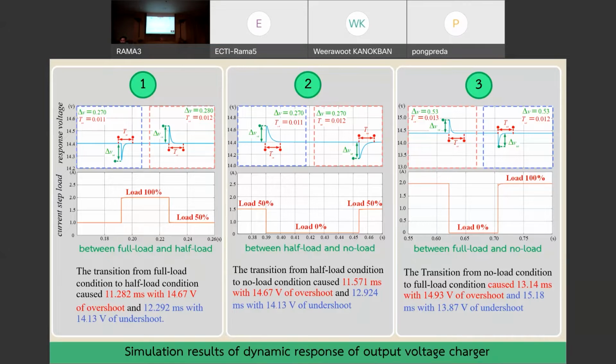The transition from no load condition to full load condition costs 3.14 millisecond with 14.93 volt of overshoot and 50.18 millisecond with 13.87 volt of overshoot.